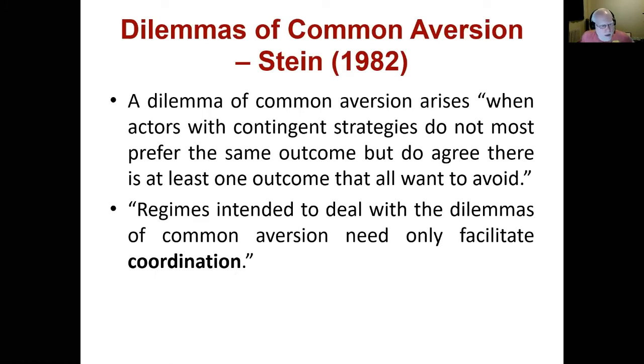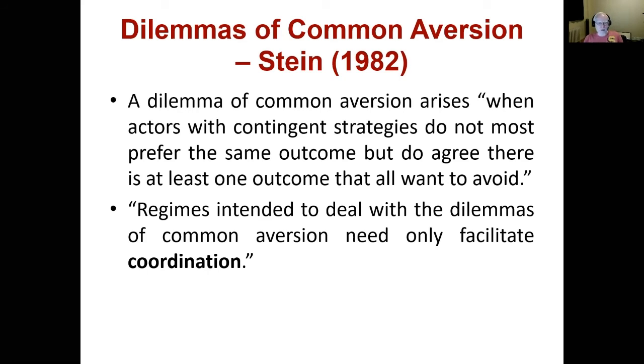Regimes intended to deal with dilemmas of common aversion need only facilitate coordination. So these are often simpler to establish and often require weaker setups. For other dilemmas, you may need to set up an entire formal organization that has certain powers of information gathering and certain powers of punishment. Usually in this case, regimes of common aversion require much less stringent rules, right? Because all you really need is some way where they can communicate and reach an agreement.